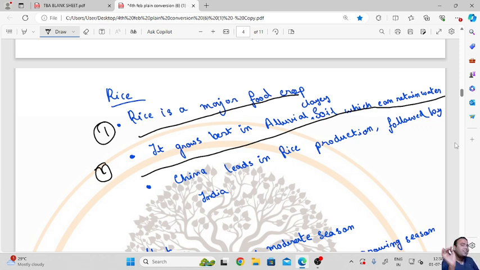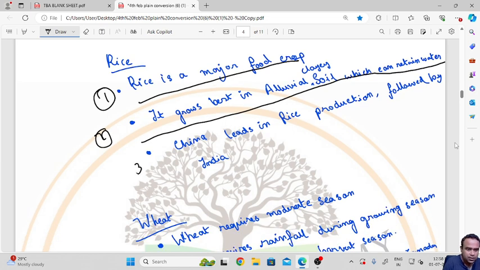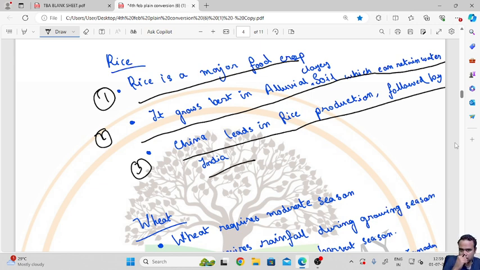Rice is an international food crop. Many countries prefer rice as their food. What type of soil does rice need? It needs alluvial clayey soil, which can retain water. Which is the major country leading production of rice? China leads in rice production, followed by India. So first position goes to China, and the second is India.